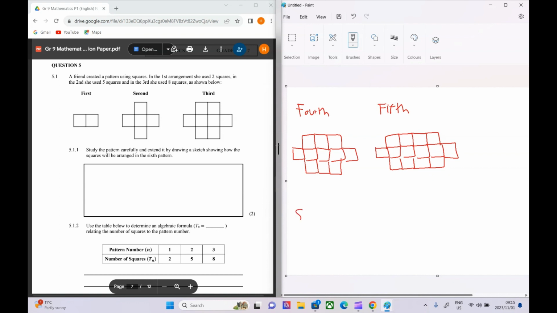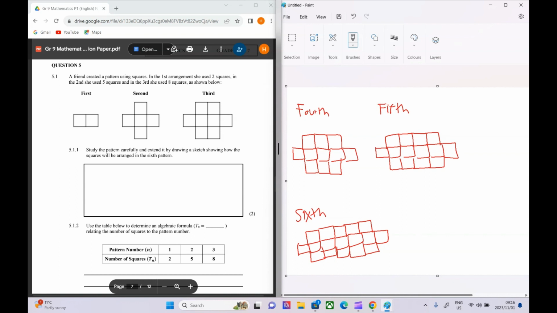Okay, so the 6th is going to be 1, 2, 3, 4, 5, 6, 7 across, and we're going to have 5 of these. 1, 2, 3, 4, 5. And 1, 2, 3, 4, 5. Again, apologies for the awful drawing, but you'll get the picture of what it looks like, and hopefully yours will be a lot better. Okay, so that is how we do these kind of things. We just try and play around, see how we can work that out.